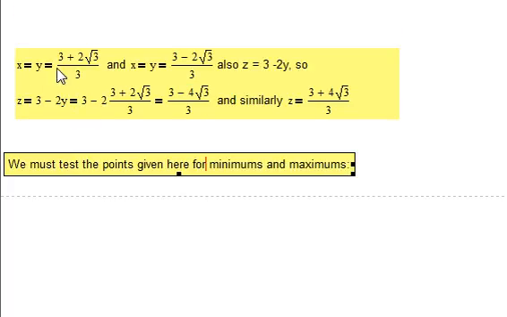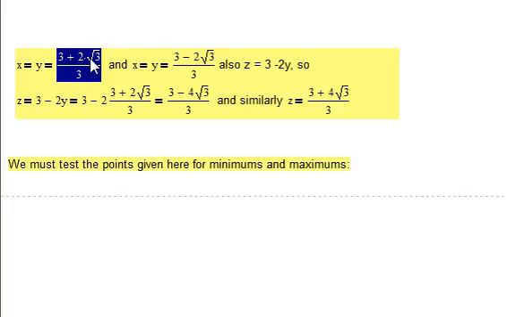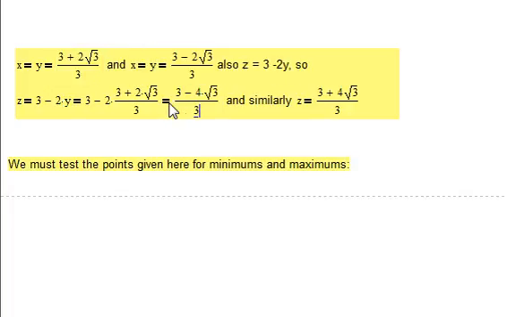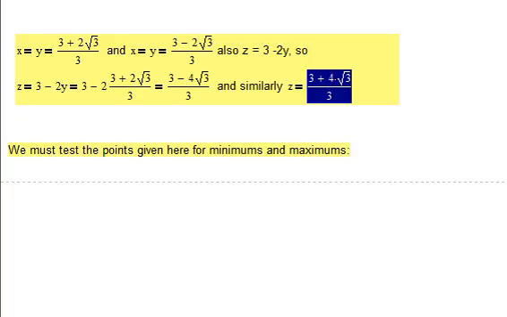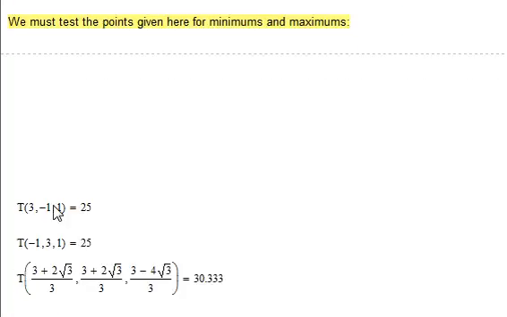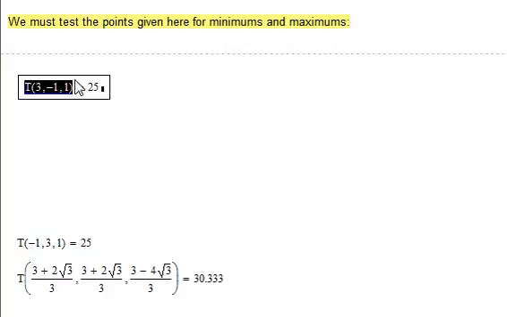This one is x and y both (3 plus 2√3) over 3, and z equal to 3 minus (4√3) over 3, and we also got x and y both at (3 minus 2√3) over 3, and z equal to 3 plus (4√3) over 3. So we've got these points, and we just evaluate them.